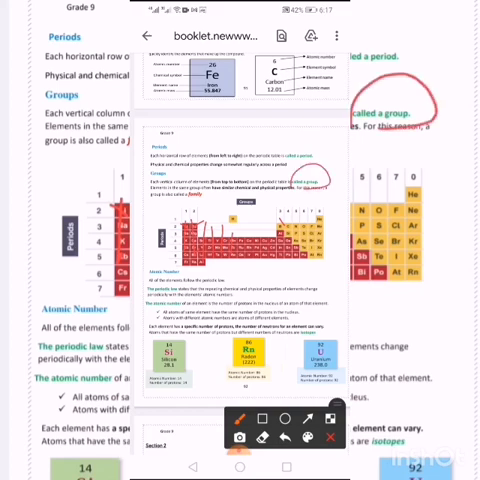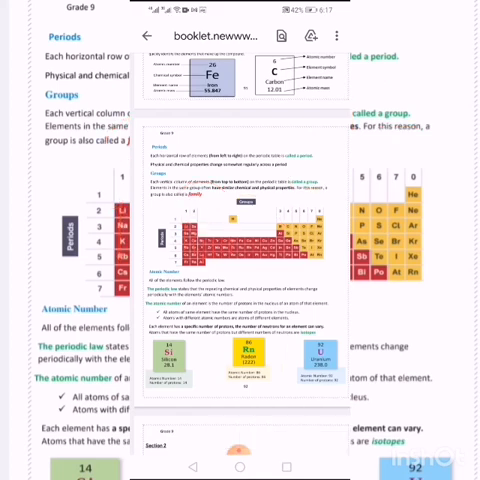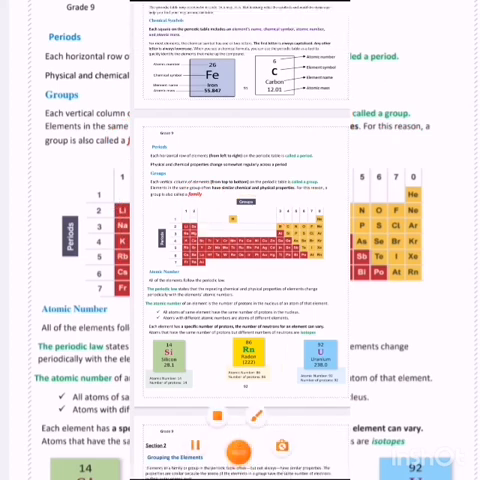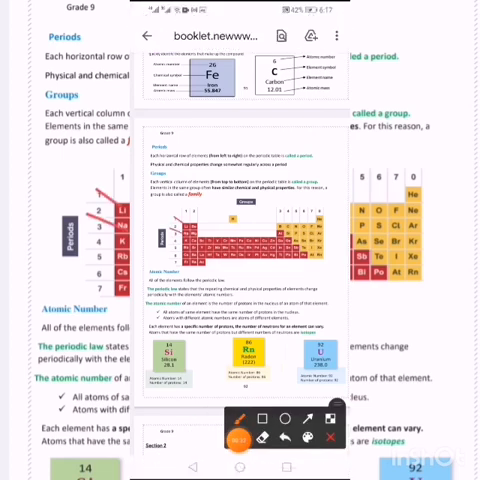Elements in the same group have similar physical and chemical properties. For this reason, a group is also called a family. For example, hydrogen, lithium, sodium, potassium, rubidium, cesium, all of these are in the same group, so they have similar chemical properties.